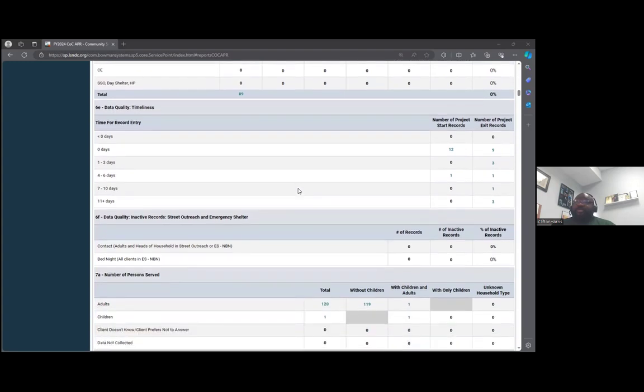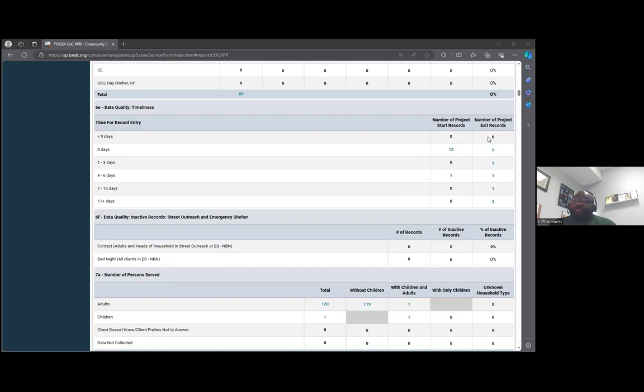And then we get to 6E, which is data quality timeliness, which is basically how long it took the staff member, case manager, etc., to enter this information into HMIS based on the project start date. So today is the 27th. If I logged in today and entered a client from last week, then it's going to put that client in the 7 to 10 day bracket, or 4 to 6, based on what the time frame was.